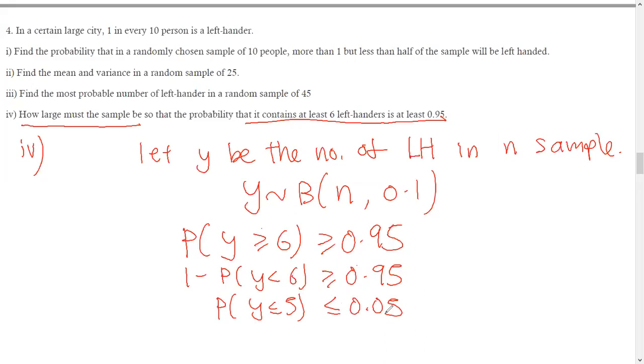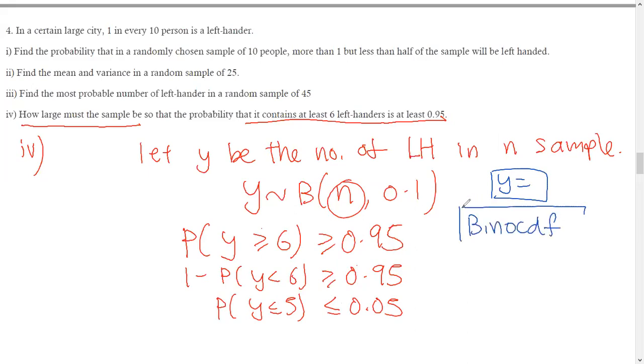To get this unknown, the n value, we have to use again the table method. From the calculator, we go to y equals, and key in binomial CDF. Under binomial CDF, n today is my unknown, p is 0.1, x is equal to 5. So this is our binomial CDF. Then we go to the table.